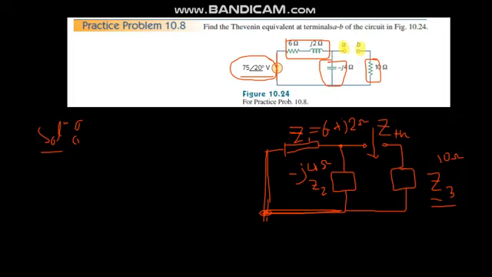At last we will get the total Z Thevenin. The Z Thevenin will be equal to 12.4 minus j3.2 ohms. So that will be the final result of the Z Thevenin equivalent impedance.